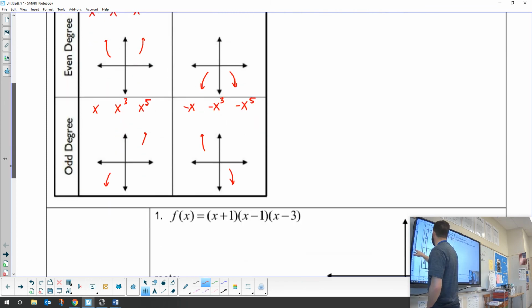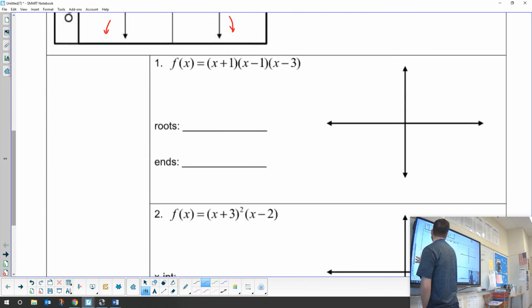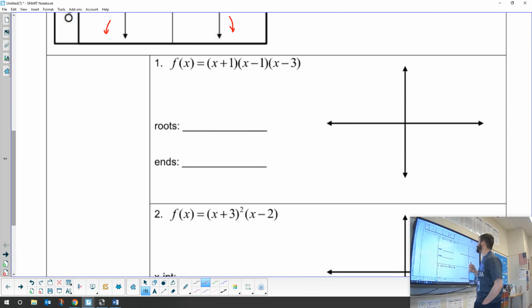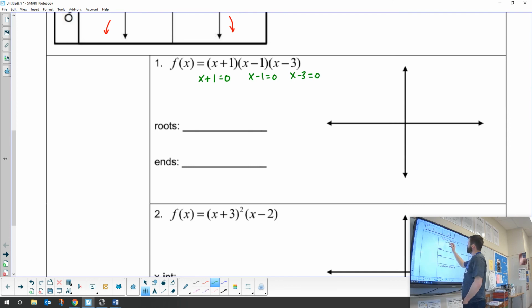All right, so let's take a look at number one. For number one, we have to first find our roots. Now our roots are the opposites of our factors. Since I have an x plus 1, we're going to set each one of these equal to 0, and that's going to tell me what my roots are. If I have x plus 1 equals 0, that means I have a root at x equals negative 1. And I have a root at x equals positive 1 and a root at x equals 3.